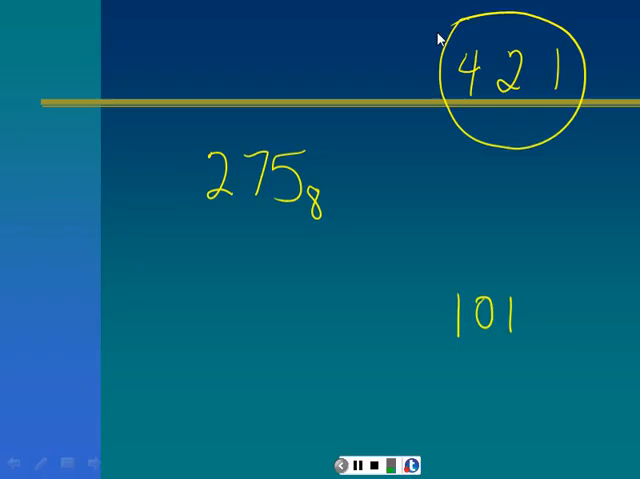Who did I lose? Every 3 digits in binary is equal to 1 digit in octal. Who did I lose? Every 3 digits in binary is equal to 1 octal digit. If it's a 7, it'd be 1, 1, 1.